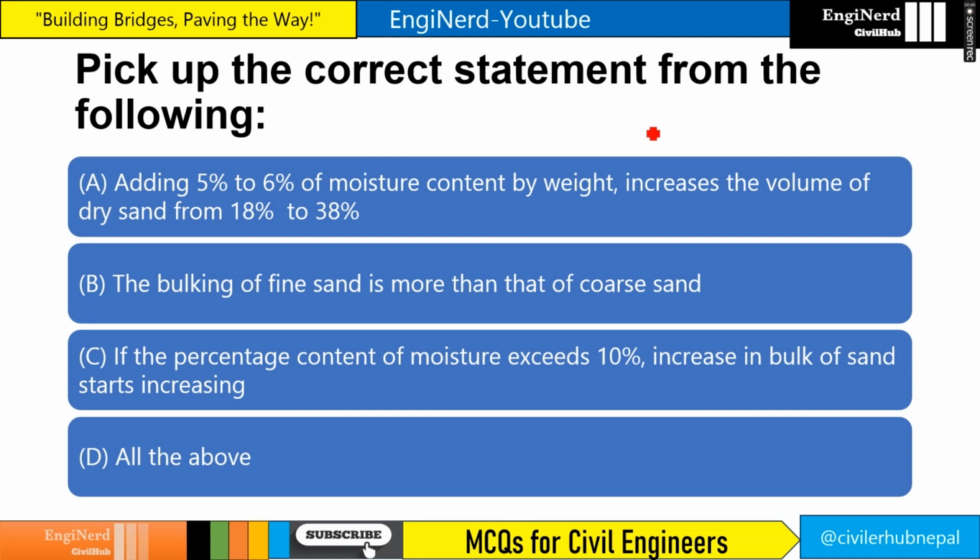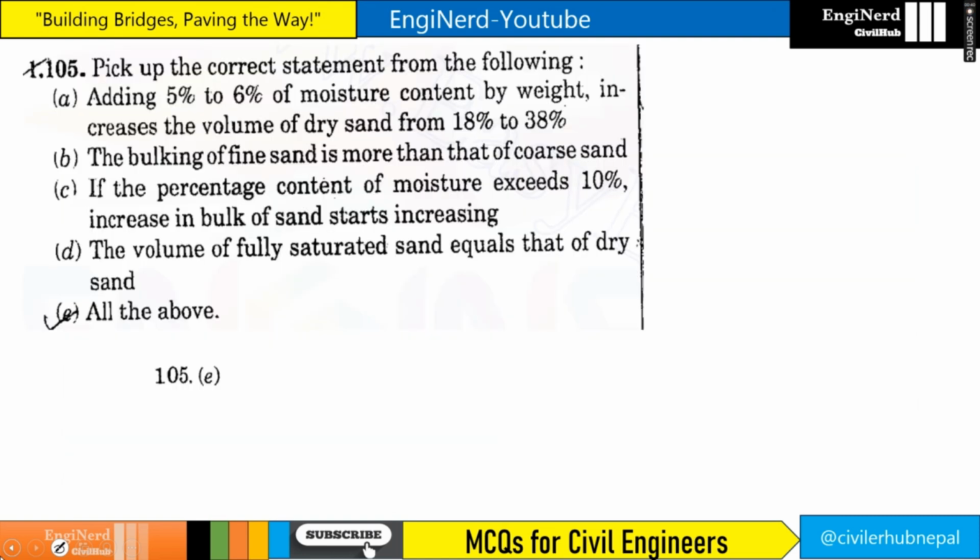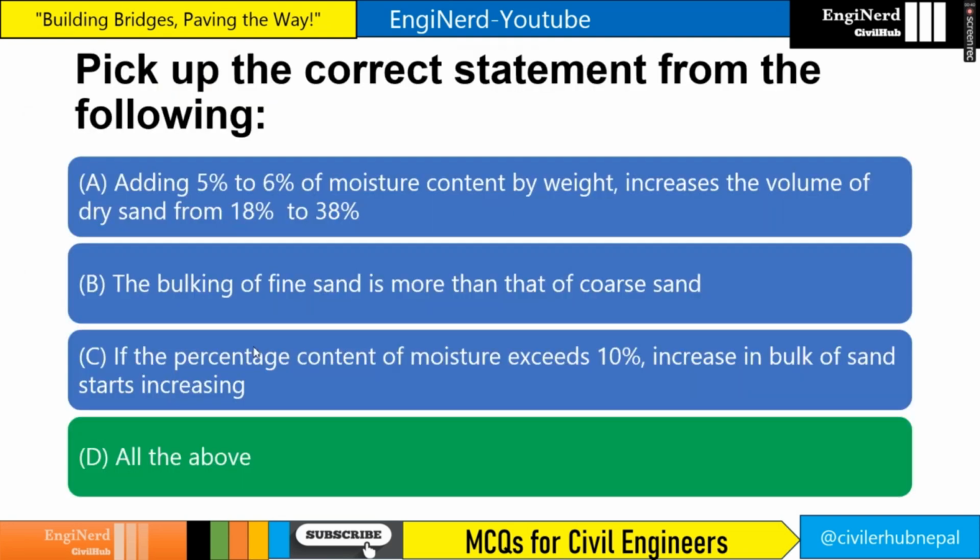Pick up the correct statement from the following. Adding 5 to 6% moisture content by weight increases the volume of dry sand from 18 to 38%. The bulking of fine sand is more than that of coarse sand. If the percentage of moisture exceeds 10%, the bulk of sand starts decreasing, and all of the above. The answer is all of the above. It is given in the book of Agor. And the extra statement here is that the volume of fully saturated sand equals that of dry sand. That is also correct, right? So all of the above is the answer.